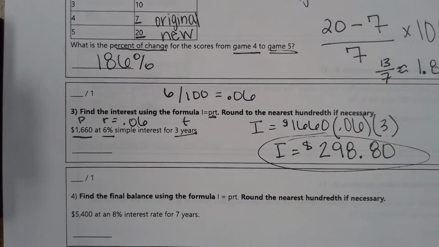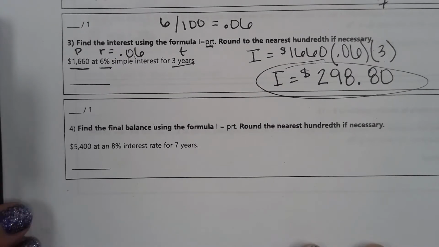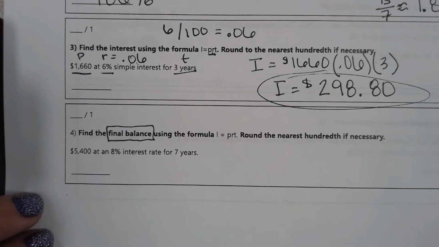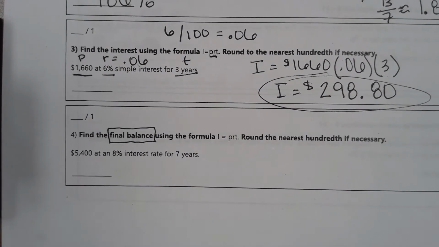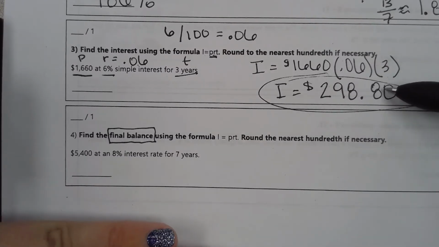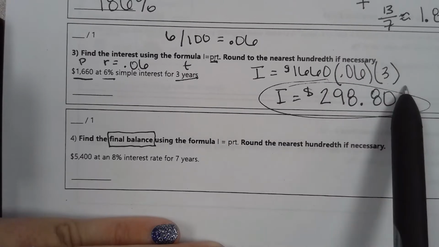All right, next one, we are going to find the final balance. So we have to be careful here. We are going to find the final balance using the formula I equals PRT and round to the nearest hundredth if necessary. So we're still doing the same problem that we did for number 3. However, when they're asking for the final balance, so in this example right here, they just told us to find the interest. So our interest is what we found by just multiplying all 3 of these numbers together.